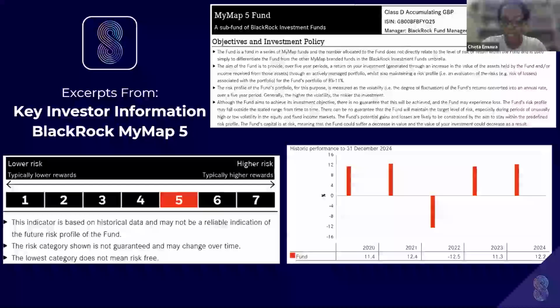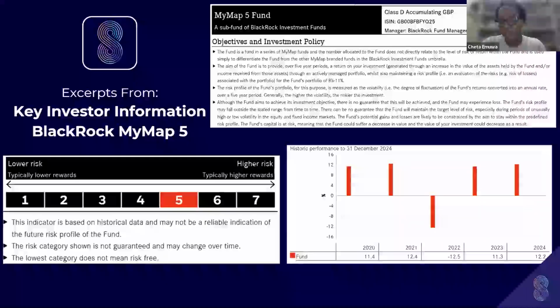The second thing here is the risk and reward profile. So where you have your lower risk arrow and your higher risk arrow, this particular fund is rated a 5, which is slightly above average, meaning that the risk being taken here is slightly above average. And it also means that the potential returns that you could get are slightly above average. Now, if this is something you're comfortable with, this could be an interesting fund to invest in.